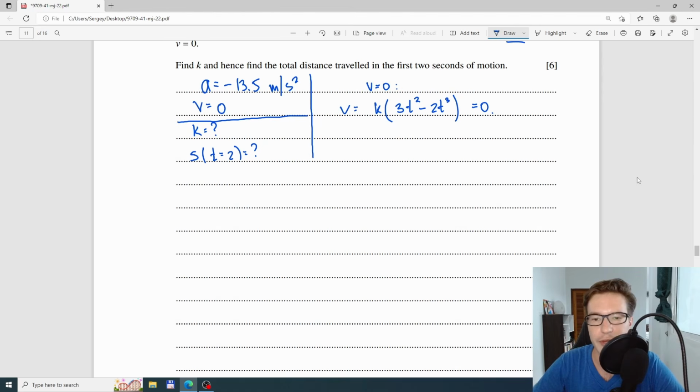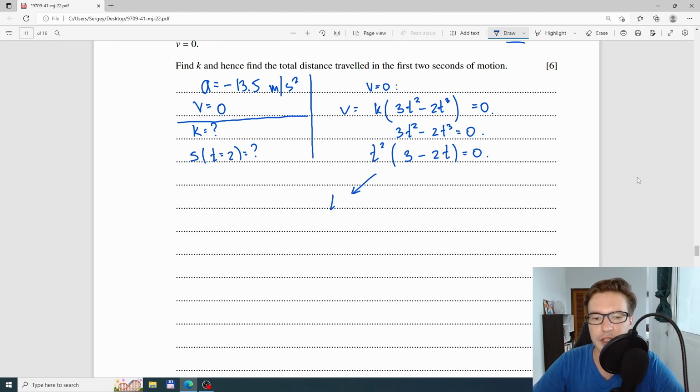First of all, divide both sides by k and we'll get 3t squared minus 2t cubed equals 0. Now factorize it, bring t squared outside and I get 3 minus 2t equals 0. Split in 2, got t equals 0, or 3 minus 2t equals 0. And from here we can find t. T equals 1.5.